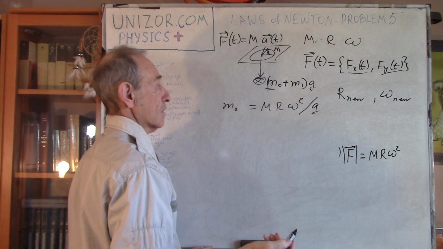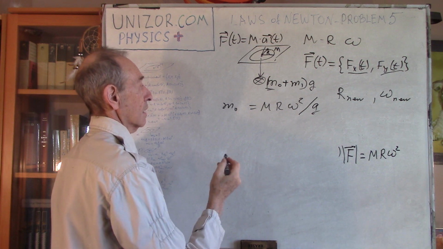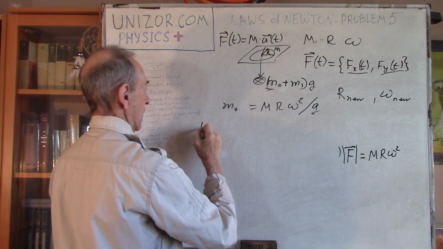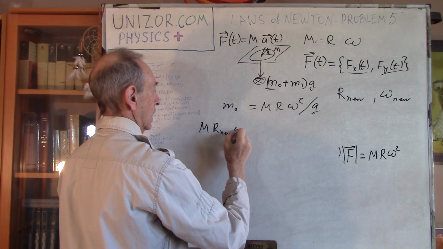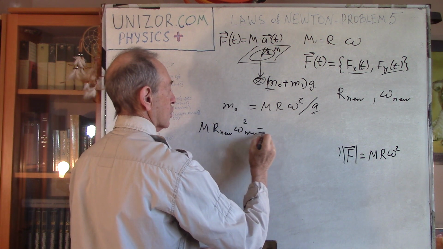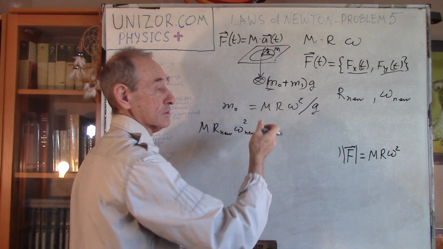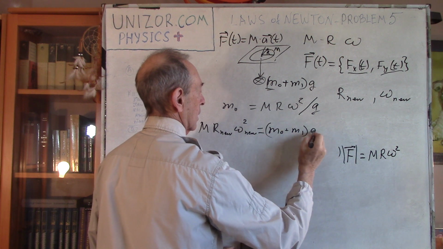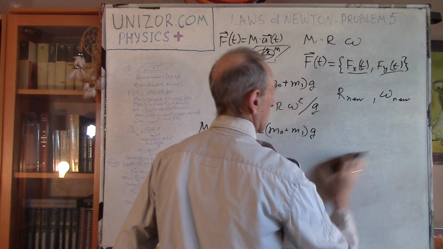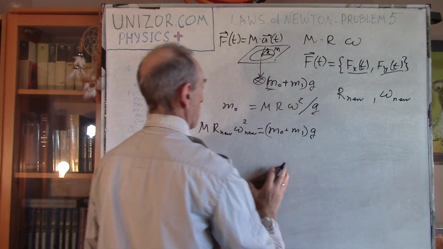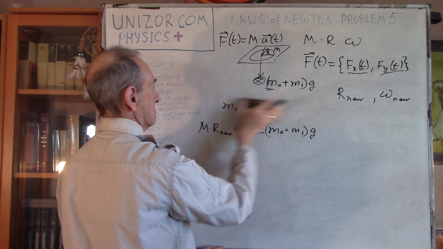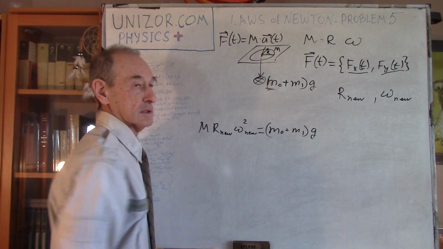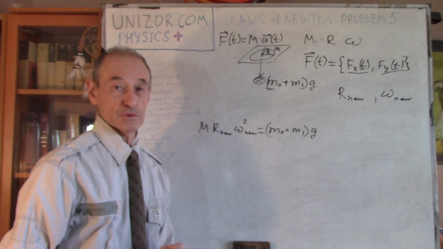Well, the first answer actually is quite obvious, because again, the new force, which is m r nu omega nu square, should be equal to the force of gravity whenever I combine these two masses together. So this is one equation. But we have two independent variables, radius and angular speed. So we need a second equation to do this.